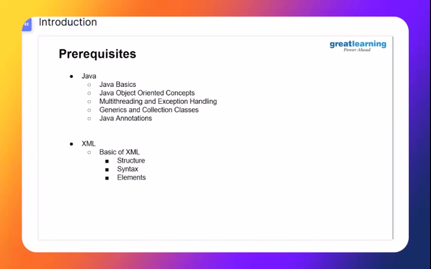We should also know multi-threading and exception handling. We should know about generics and collection classes, the collection framework that we have: arrays, array lists, linked lists. We should also know Java annotations, what functions we can override and what functions we can reuse. So you should have a basic understanding of all these Java annotations as well.